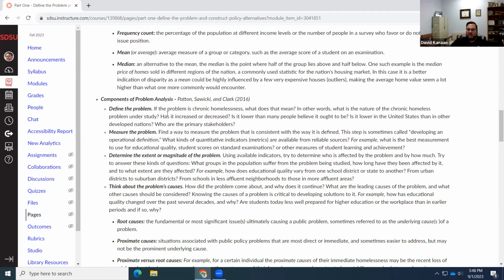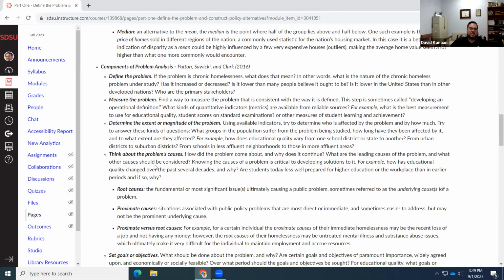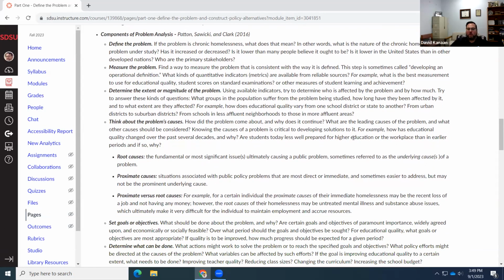Components of problem analysis here. Make sure to know the differences here. Again, I'm giving you a hint for the quiz. You have the defining the problem stage, measuring the problem, and there are lots of samples I gave you here. Determine the extent or magnitude of the problem. Extent or magnitude means how prevalent something is. And think about the problem's causes. How did they come about?